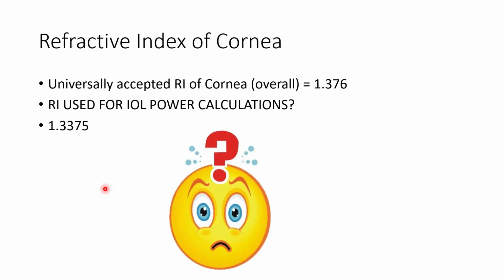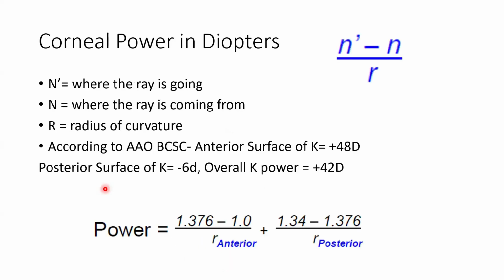On average, the universally accepted refractive index of the cornea is 1.376. But the refractive index used for IOL power calculations is 1.3375. So where does this 1.3375 come in? Here we see n dash minus n upon r, which is Snell's law of refraction, n dash being where the ray is going, n where the ray is coming from, and r is the radius of curvature.